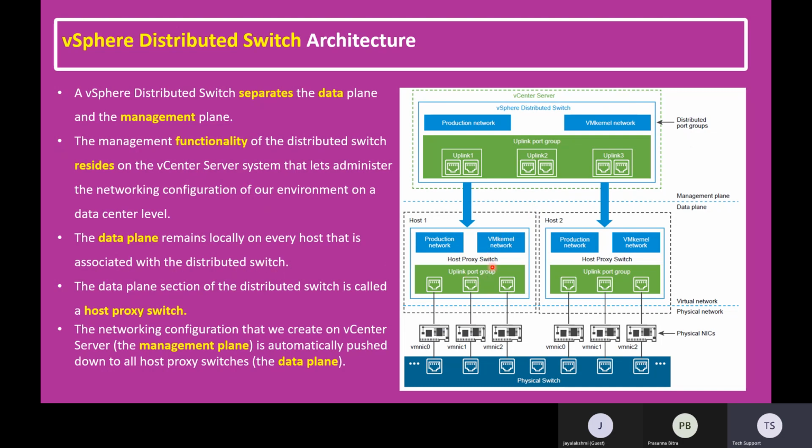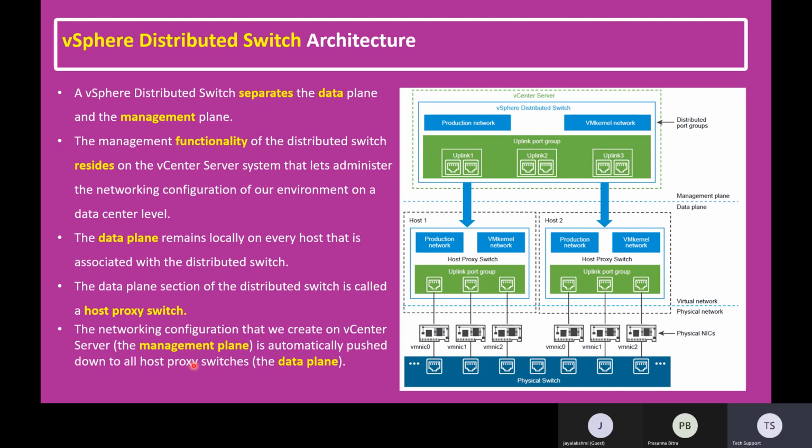So for this one we need not configure anything. When you add the host to vCenter, this host proxy switch will be created automatically. Okay, so the data plane section of the distributed switch is called host proxy switching. And the network configuration that we create on the vCenter server is automatically pushed down to all host proxy switches. So it will be created automatically. Same point I've written here.